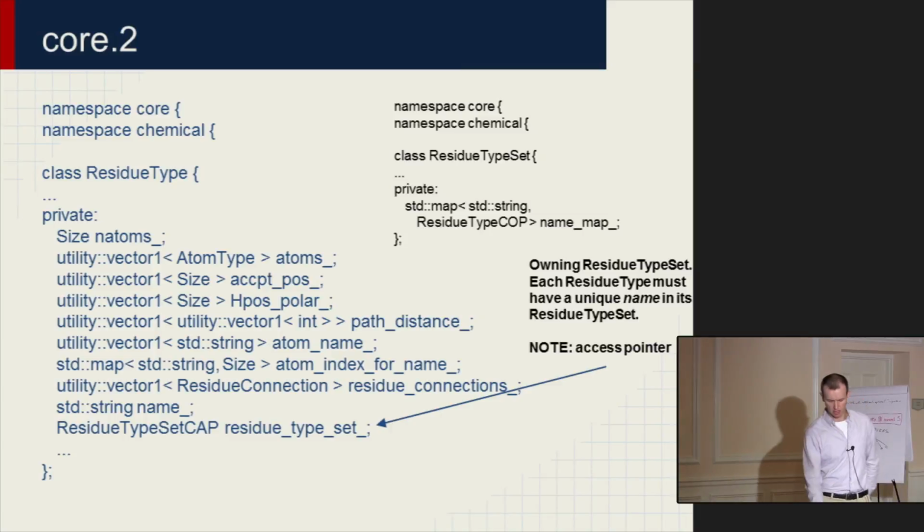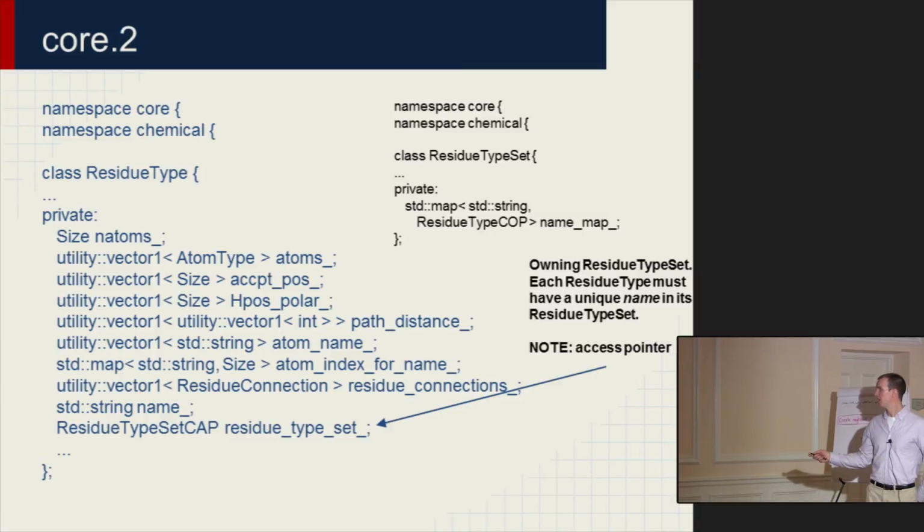Is there more to say about that? I think I also show that the residue type set has a map that goes from the name of each residue type, that's this thing here, to a pointer to it. And so you can ask for the alanine residue from the FA standard residue type set. And that's one way to get it.